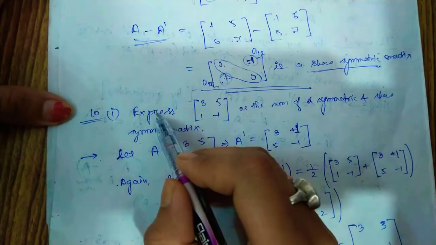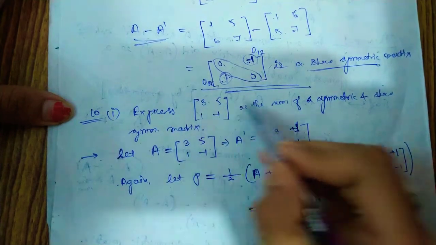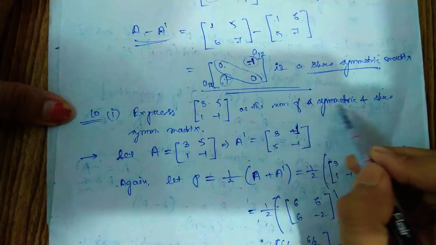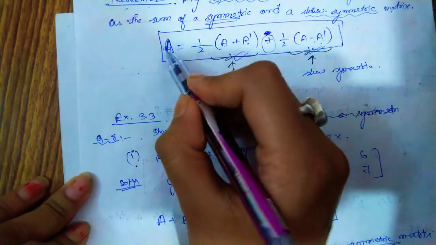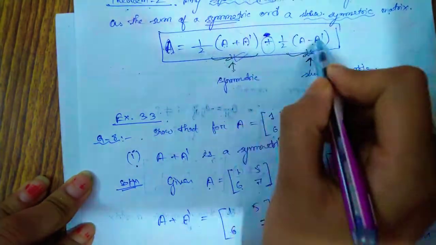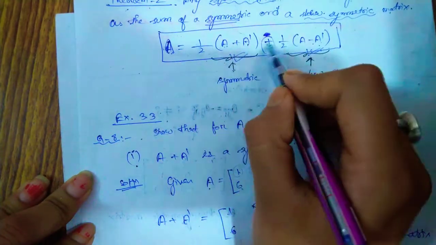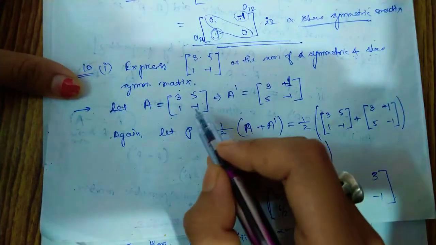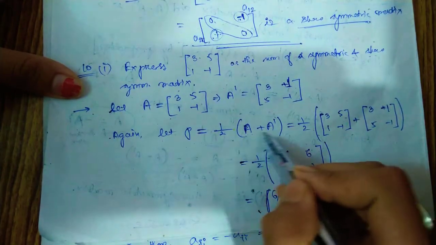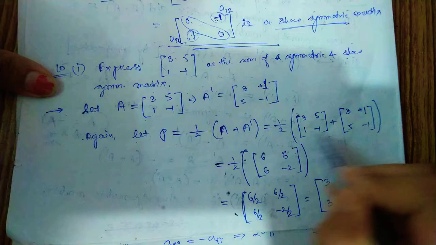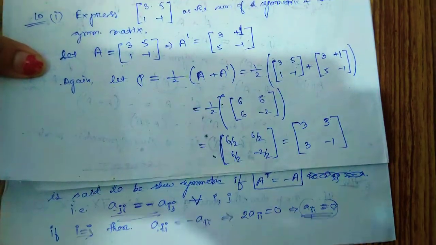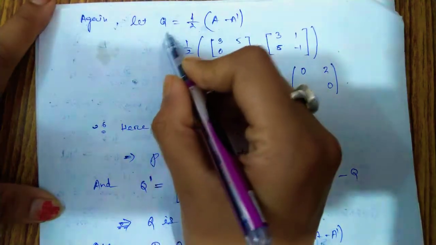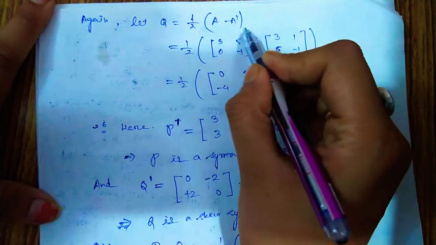Next question: given this matrix, we have to express it as the sum of a symmetric and a skew symmetric matrix. That means we have to write the given matrix A in this form. Let us take P equal to half of A plus A transpose. After matrix calculations, we get this matrix. Again, let us take Q equal to half of A minus A transpose.